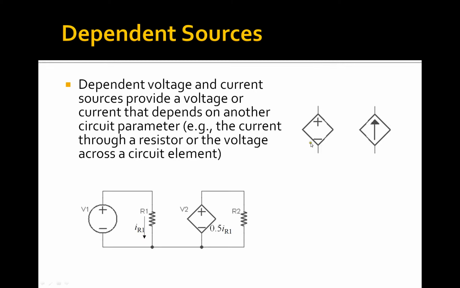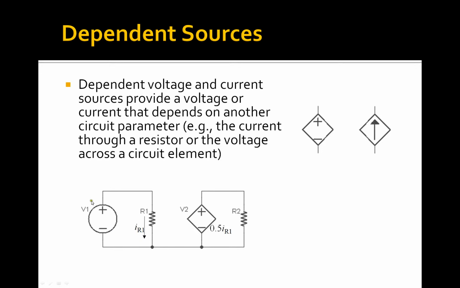So this symbol right here is a dependent voltage supply, and the dependent current supply is very similar to an independent current supply, except it's again represented with this diamond shape around the arrow, and the arrow designates the direction of conventional current. All right, so these sources are abstractions that act like voltage supplies or current supplies that will depend upon some other circuit parameter.